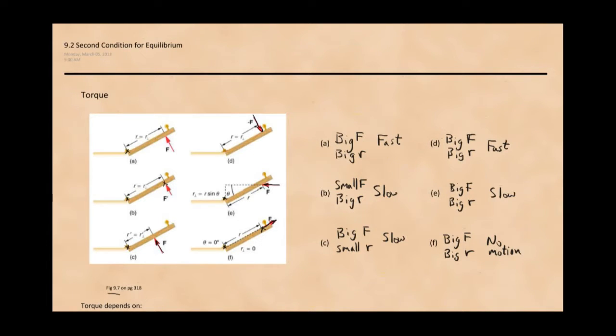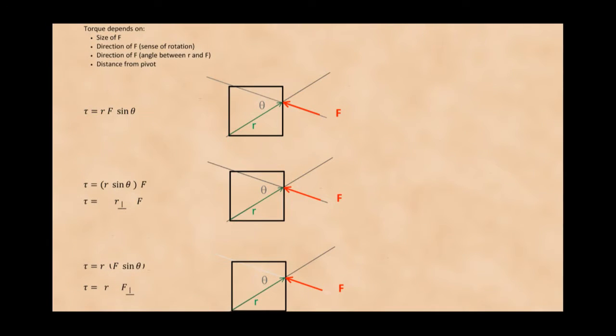So let's see if we can put all these ideas together. So this concept of torque depends on how hard we push, what force is applied. It depends on the direction of F in the sense that if we flip the direction of F, the rotation will be the opposite rotation. Sometimes it'll be clockwise, sometimes it'll be counterclockwise. It also depends on the direction of F in the sense that if I change the angle that F points, I can increase or decrease the quickness of the door opening. And it depends on how far away the force is from the point of rotation.